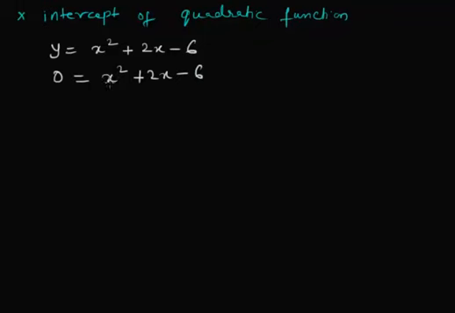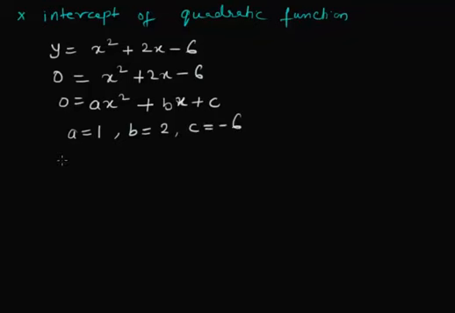And when we solve this quadratic equation, there is a formula for that. But before that, we compare this quadratic equation with the standard equation as ax squared plus bx plus c. This is 0, so the value of a for us is 1, the value of b, the coefficient of x, is 2, and c is minus 6.